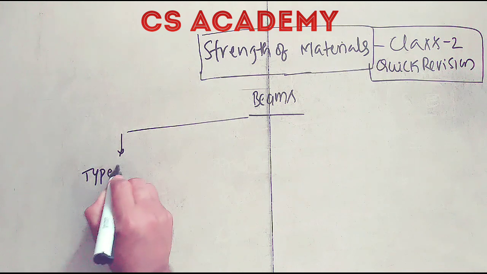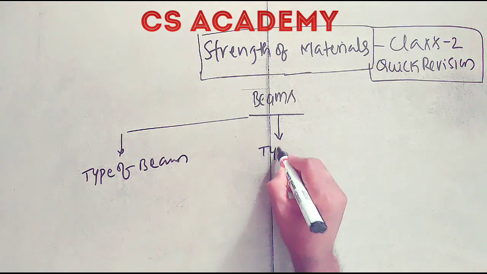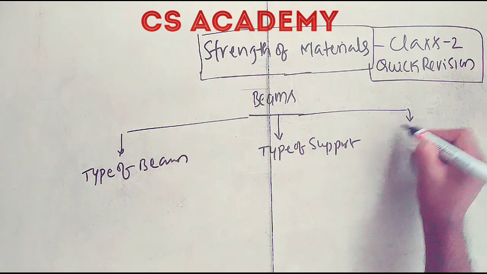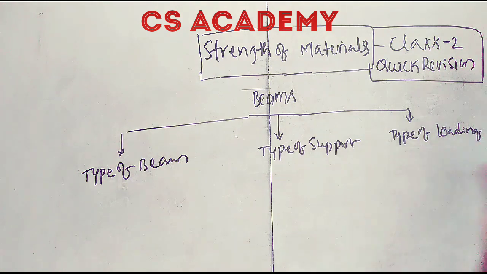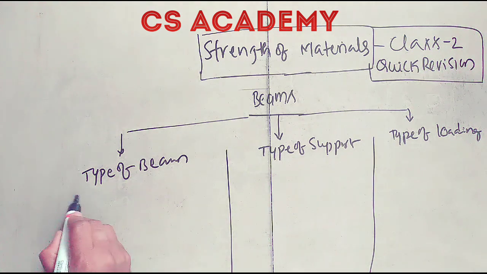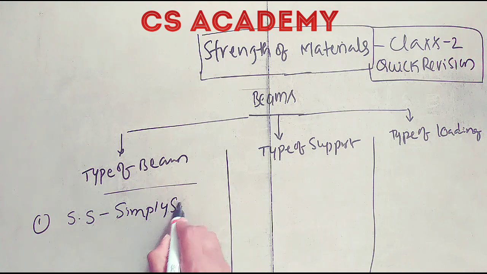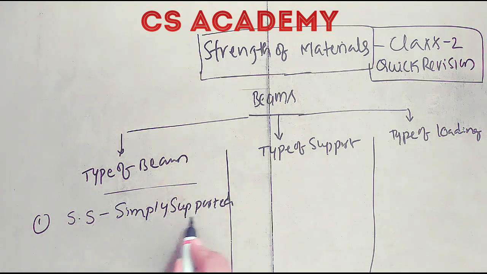First of all, in beams we have to know the type of beam, and after this the type of support, and after this the type of loading. In these different classifications we have to know everything. First, in the type of beam, SS is called a simply supported beam. Simply supported means the supports are at the two ends only.